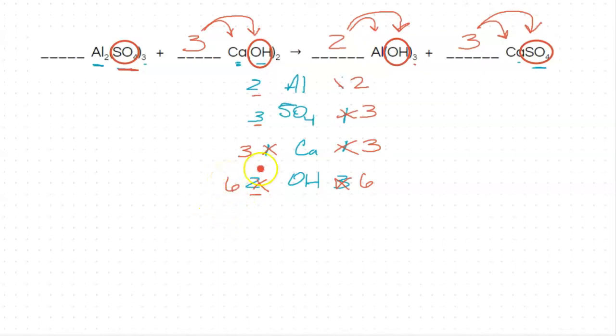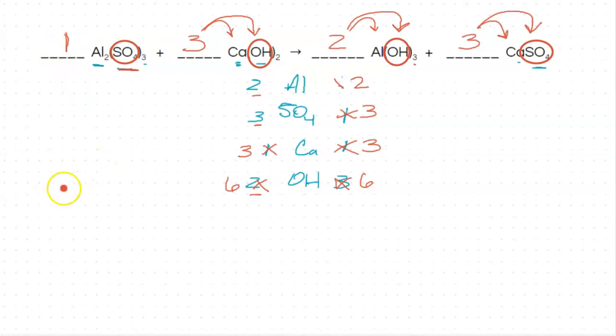So when I look at what I've done, I have 2 aluminum on each side, I have 3 sulfates on each side, I have 3 calcium on each side, and I have 6 hydroxides on each side. So this equation is balanced. Again, this isn't the only way to work through these, but it is a way that makes sense to a lot of students. If you were asked to write the coefficient ratio, remember there's an understood 1 in front of my aluminum. If there's a blank, it doesn't mean a 0, it means there's an understood 1.